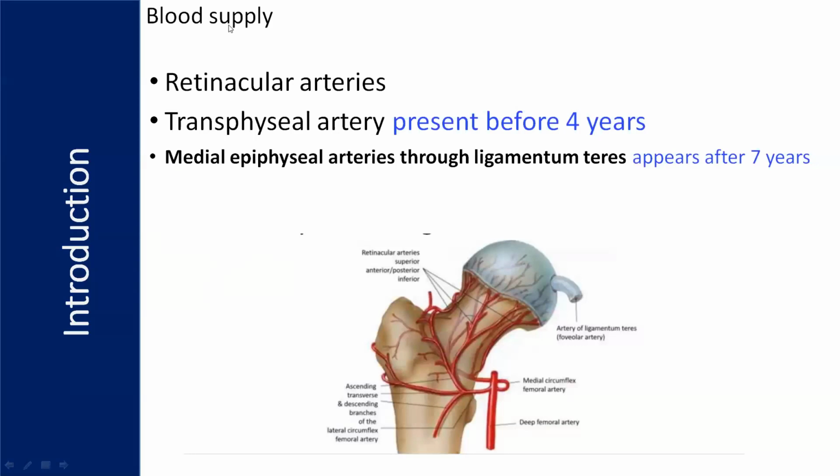We're also going to talk about the blood supply of the femoral head epiphysis. It's supplied by retinacular arteries. Also, there's transphyseal arteries that are present before 4 years. These are nutrient arteries that pass through the metaphysis and the physeal cartilage into the epiphysis. It's blocked at 4 years. So if there's osteomyelitis in the metaphysis before 4 years, it can develop into septic hip arthritis. And then there's medial epiphyseal arteries that come through the ligamentum teres. This usually appears after 7 years. So usually between 4 and 7 years, it's a relative ischemic state, and the femoral head epiphysis is supplied only by retinacular arteries.